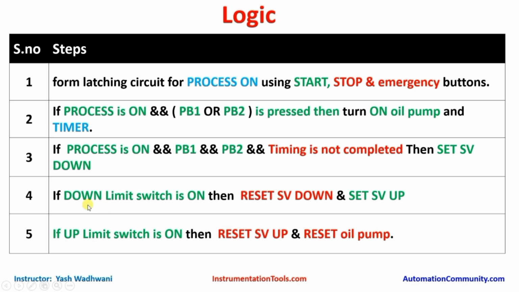Now when the hydraulic cylinder reaches its down limit switch, so when the down limit switch is on, first of all, it will reset the down solenoid valve and it will energize the up solenoid valve. So now the cylinder will start moving in the upward direction. When the up limit switch is off, so here I have to correct: when the up limit switch becomes off, that means there is a falling edge, then we have to reset the up solenoid valve and also we have to reset the oil pump. So this is the logic for our project.